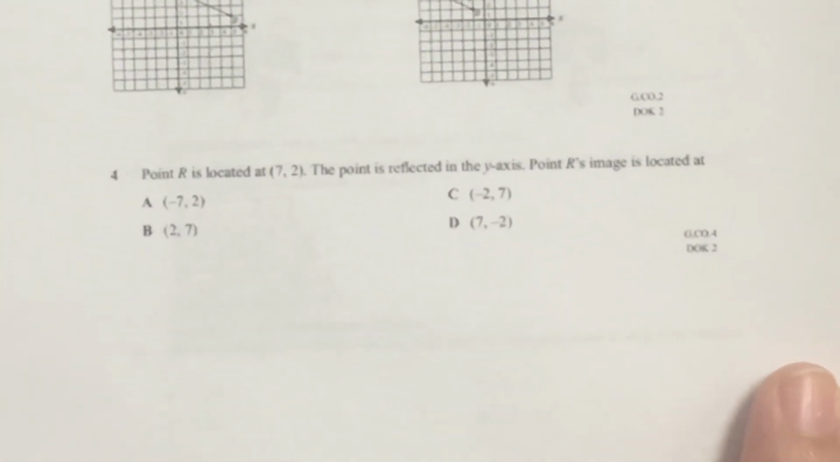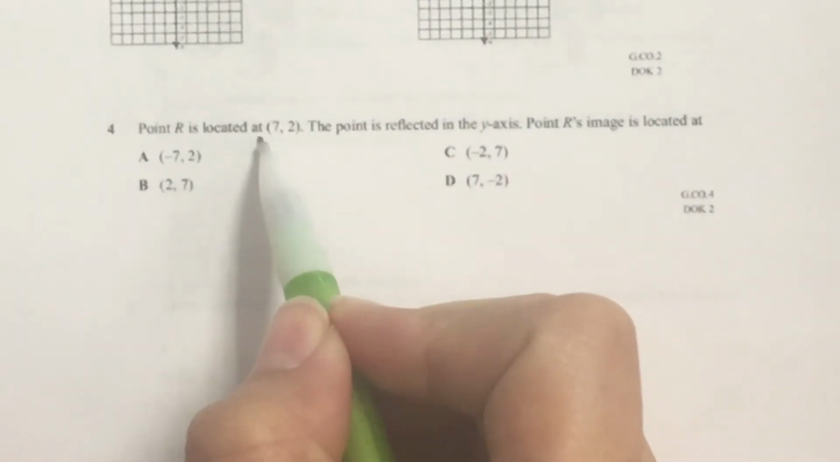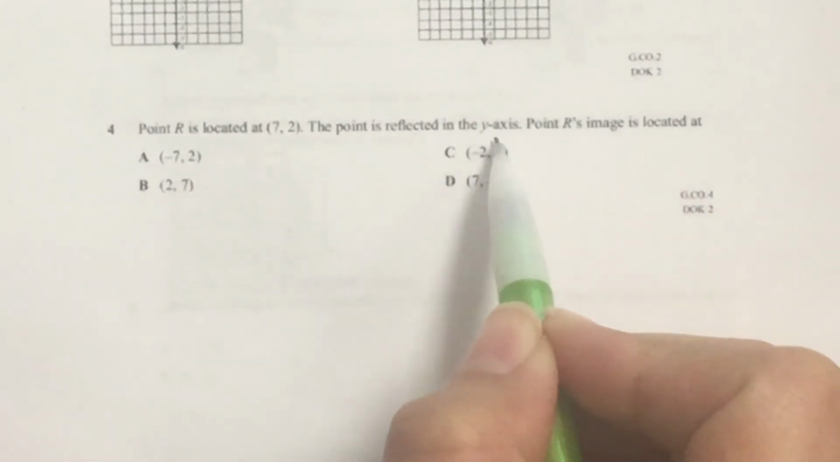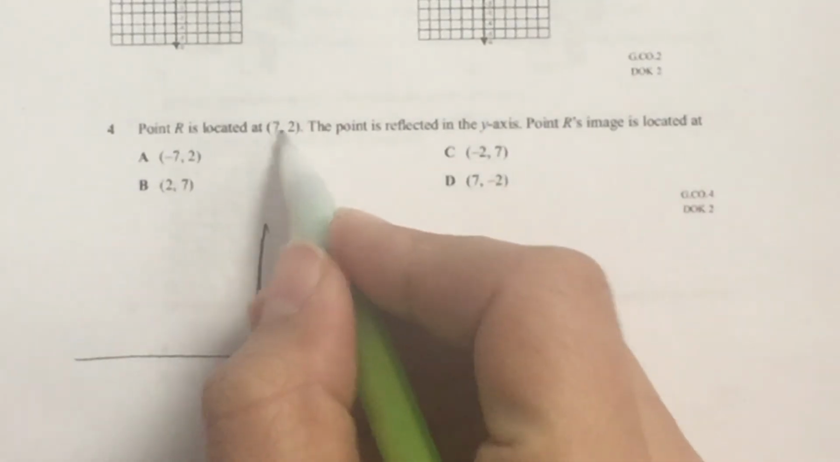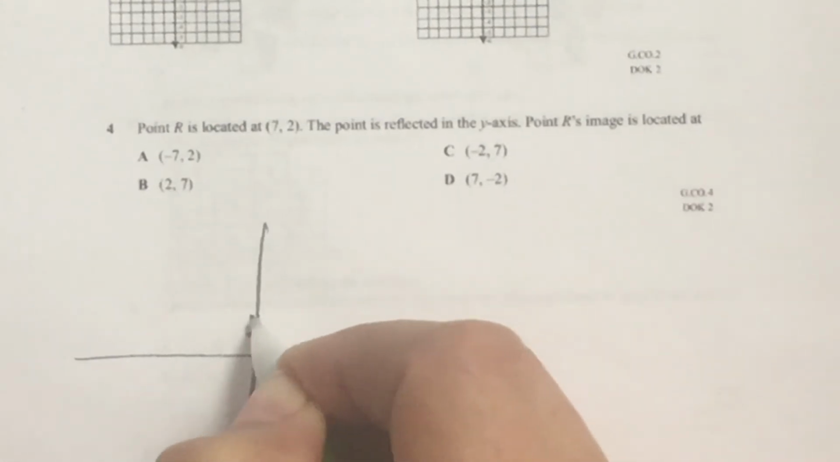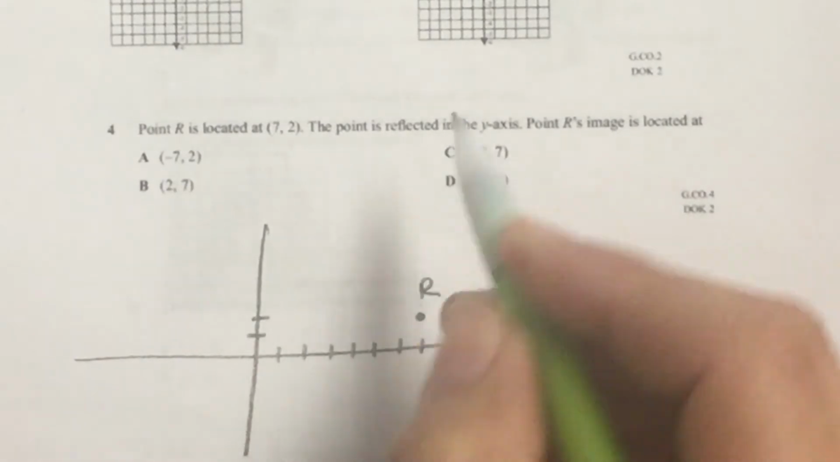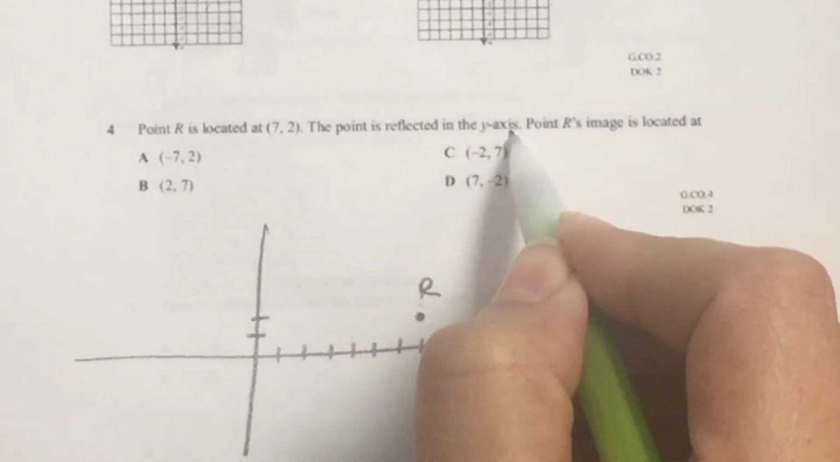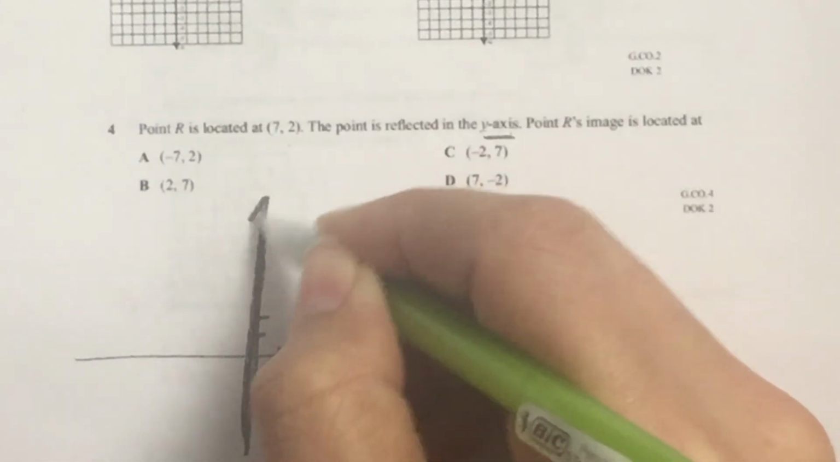Number 4. Point R is located at 7, 2. Point is reflected across the y-axis. So a rough sketch will be okay. 7, 2. So 1, 2, 3, 4, 5, 6, 7. 1, 2. So this is point R. 7, 2. The point is reflected in the y-axis. So where's the y-axis? This is the y-axis right here.